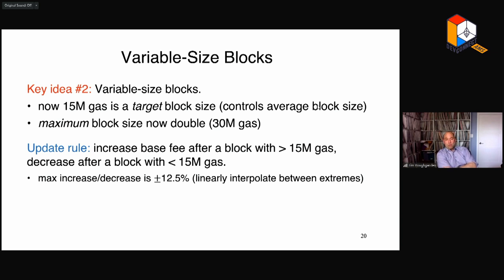Now you just use previous block sizes as your on-chain signal about whether your base fee is too high or too low. If you see a block smaller than your target, you conclude the base fee is too high and you reduce it. If you see a block bigger than 15 million gas, you conclude that the base fee is too low and you increase it.